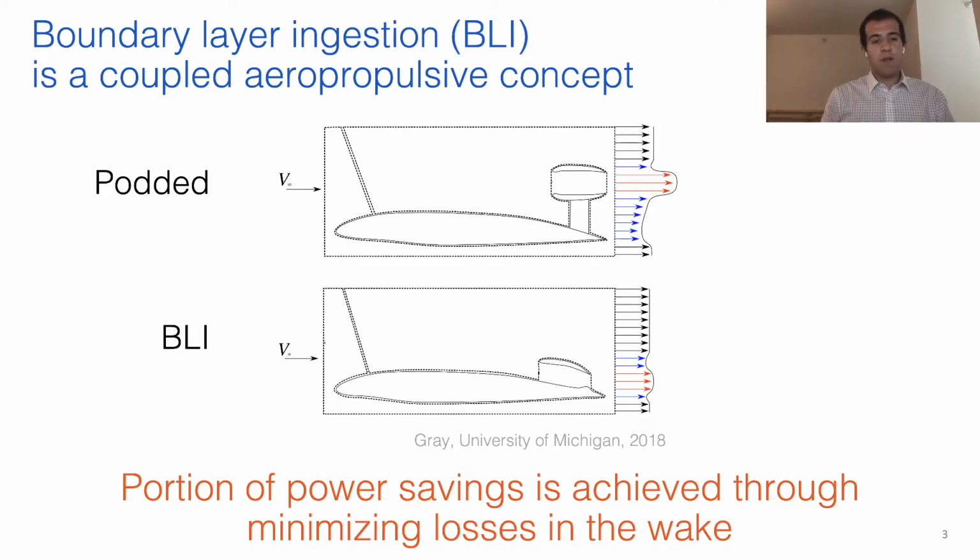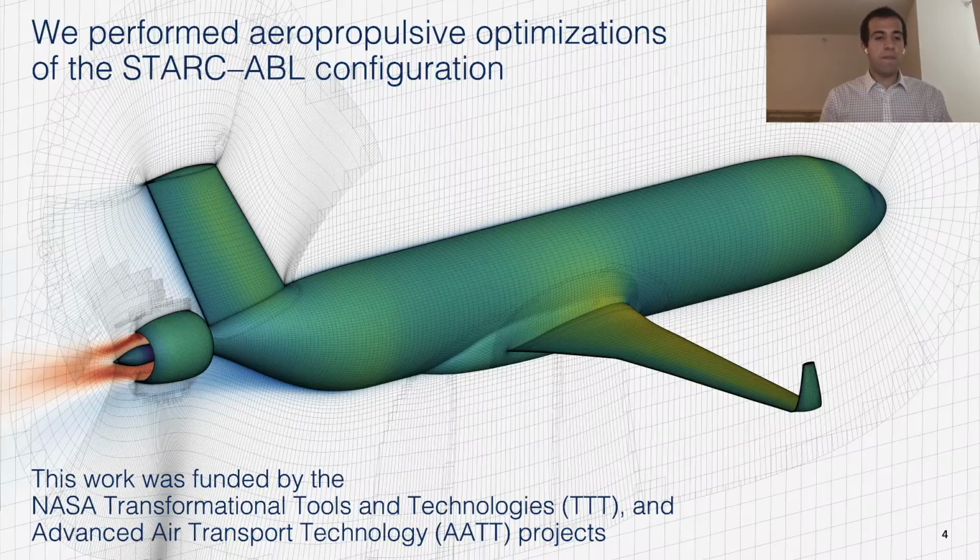On the top, you're seeing a reference podded configuration where the propulsion system is separate from the airframe, and on the bottom, you're seeing a boundary layer ingestion configuration where the propulsion system is integrated to the airframe. And the portion of power savings is achieved through minimizing losses in the wake, as you can see in the wake profiles. But the introduction of the BLI technology creates this coupled aeropropulsive design problem.